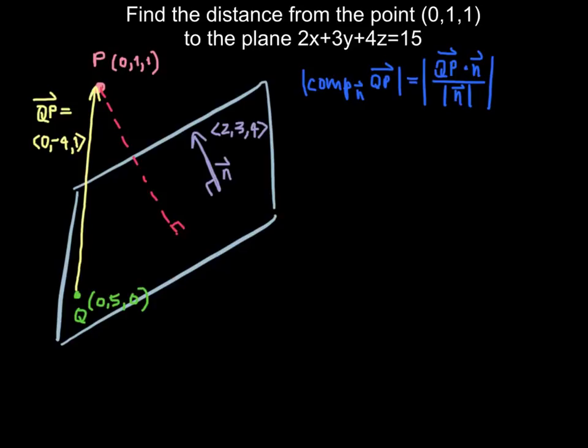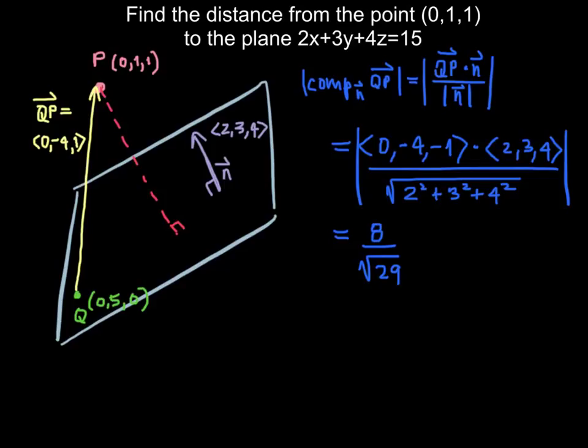But we don't care about positive or negative because all we care about is actually just the absolute value of that. What we care about is the magnitude. We don't care about the sign in this particular case. The sign is going to tell us whether QP and n are pointing in the same direction or the opposite direction, and the magnitude of this is actually going to tell us the distance that we want here. So let's get computing. If we have the dot product in the numerator and the magnitude of the normal vector in the denominator, our final answer is going to be 8 over root 29. And in fact, that is the length of our red dotted line there.